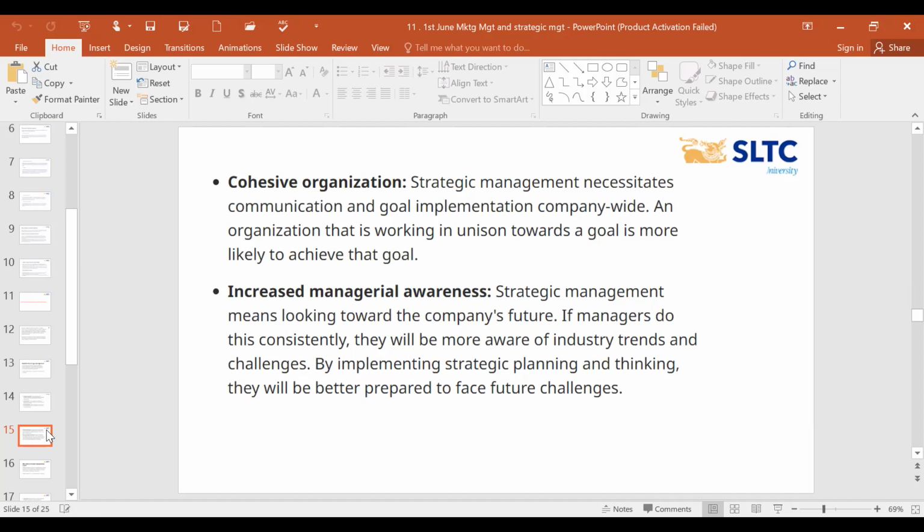And also increase managerial awareness. Strategic management means looking towards the company's future. If managers do this consistently, they will be more aware of the industry trends and challenges.